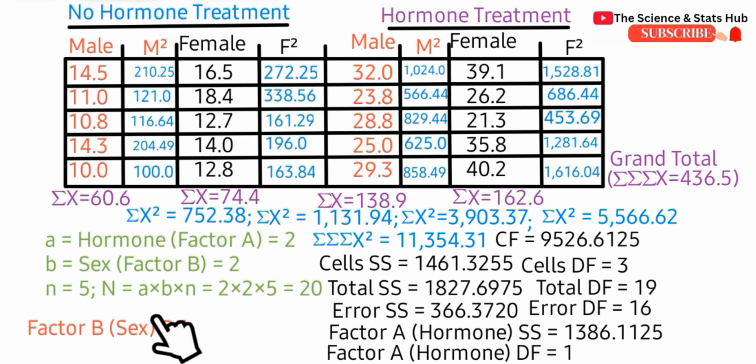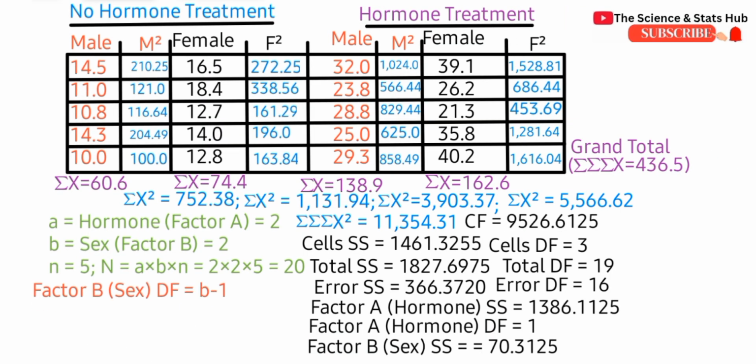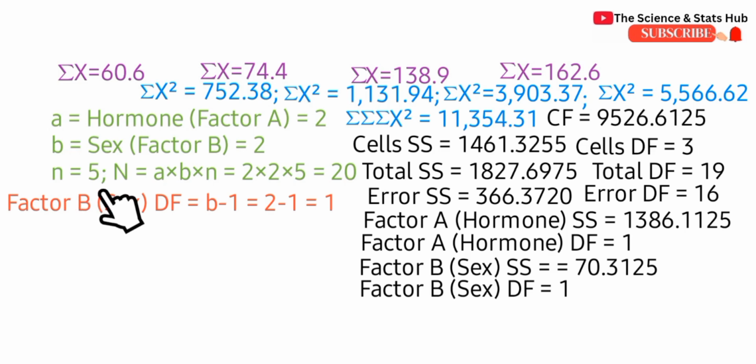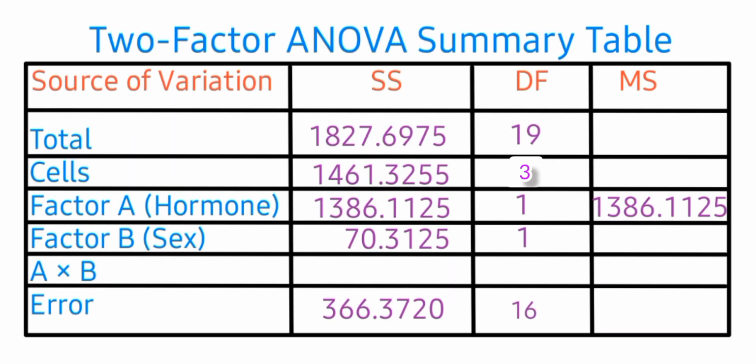Calculate factor B degrees of freedom. Factor B degrees of freedom is B, 2 minus 1, and 2 minus 1 is 1. Now let's record this on our summary table. Factor B degrees of freedom 1. Let's calculate factor B mean of squares. Factor B mean of squares will be factor B sum of squares, this value, divided by factor B degrees of freedom, that is 1. Therefore, this value divided by 1.